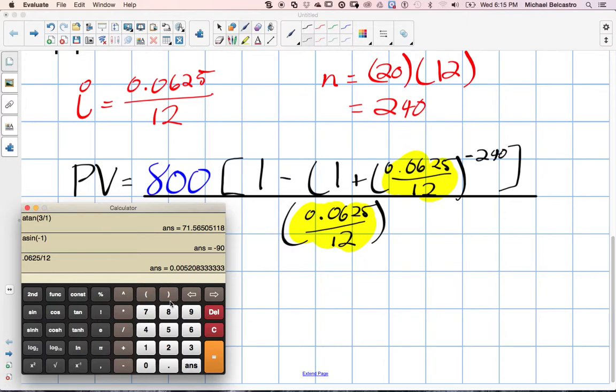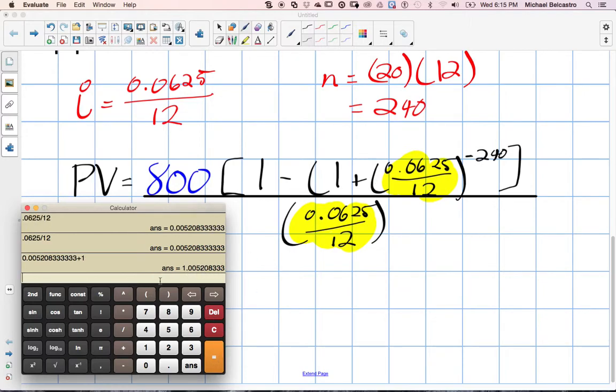It's good to have a calculator that memorizes old answers. So we've already done this part, 0.0625 divided by 12. That equals this number here. So we're going to take this number and add it to 1. That's the inside of the brackets here, so that's equal to 1 plus that.